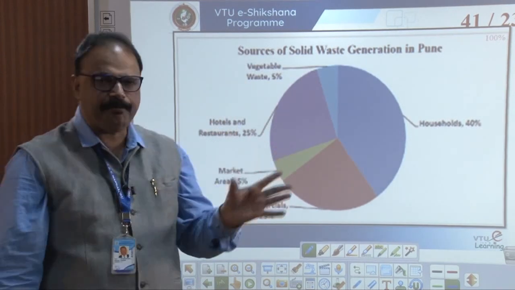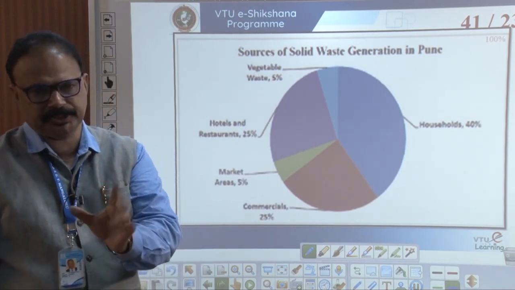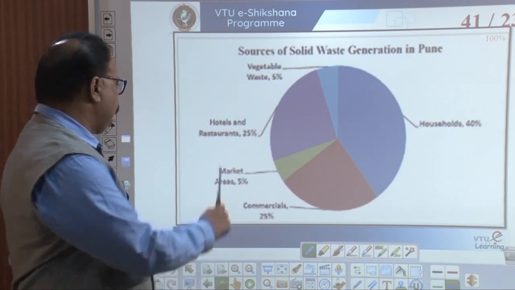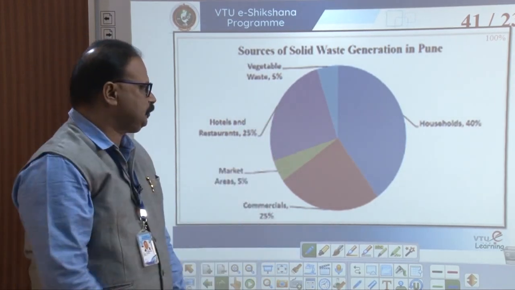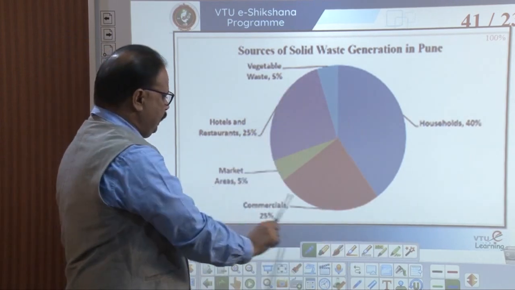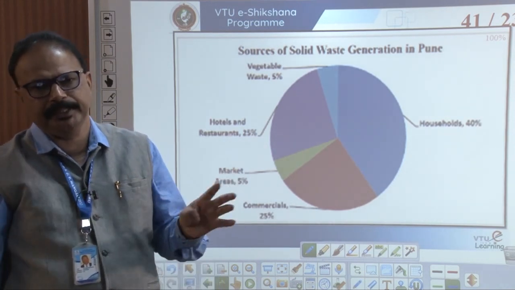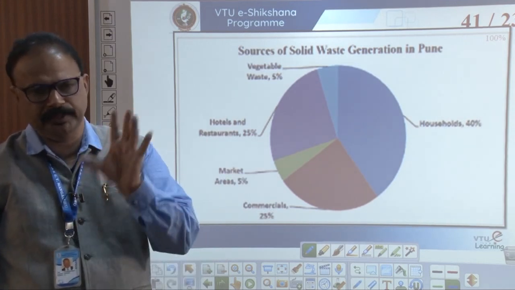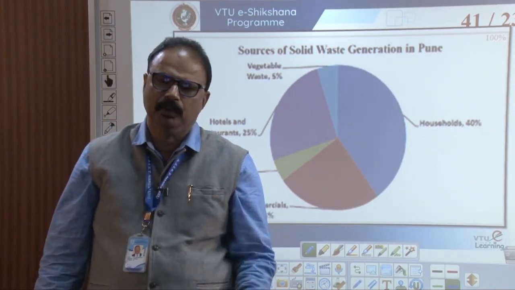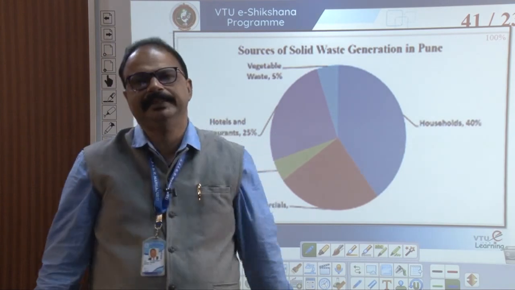This is the graph of generation rate. Household 40%, commercial 25%, market area 5%, and hotel and restaurant 25%, vegetable market 5%. These are the sources of solid waste generation. It is taken in Pune city. They calculate the total waste generated per year or per day. That is called the generation rate: the estimation of solid waste per year or per day, whether from a commercial or business area or anything else.